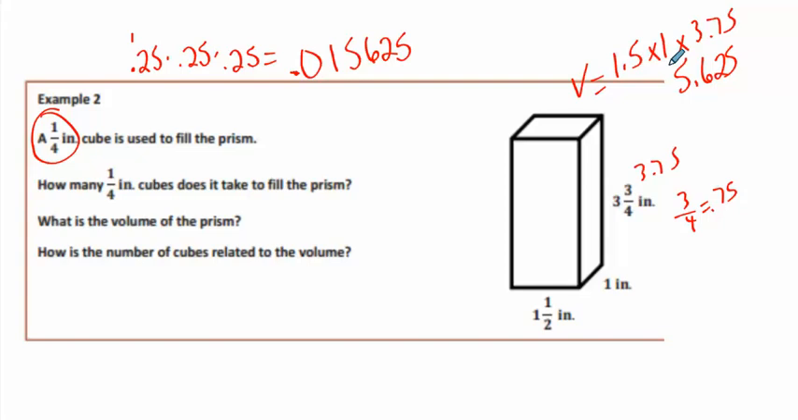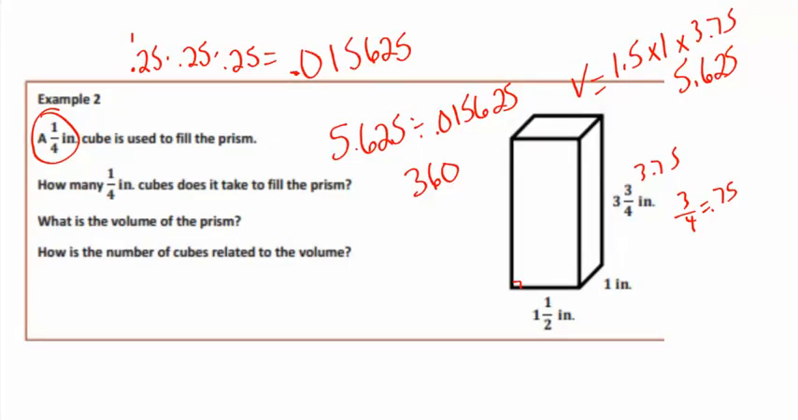All right, so now I'm just simply going to divide. So 5.625 divided by the 0.015625. That's a very small number, so that means there should be a lot of these little bitty cubes. A 1/4 of an inch cube is like that much. It's not very big. So when you divide that out, it comes out to be 360.